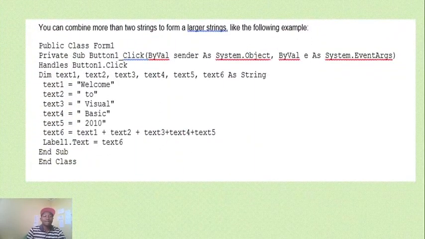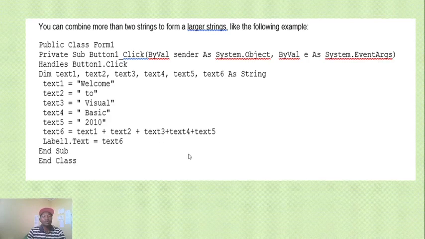And for that case, we can also have another example. You can combine more than two strings to form a larger string, like the following example. The first two lines are from the system, so our code starts here. Dim text1, text2, text3, all the way as String. Then you assign values, as we have gone through, so text1 equals Welcome to Visual Basic 2010. Then this will be displayed in text6 as text1 plus all the way up to text5, and this will be displayed on a label.